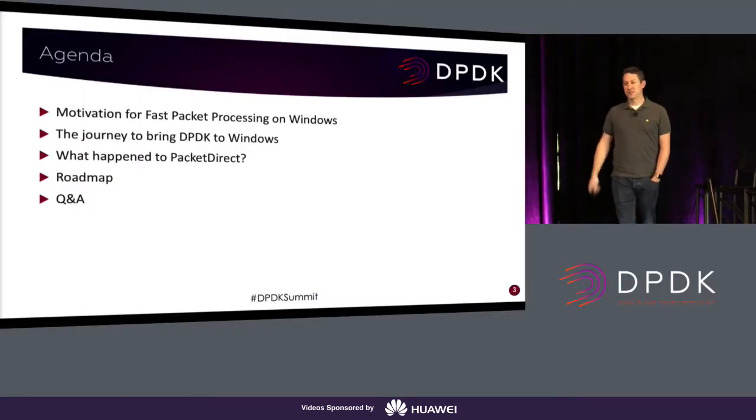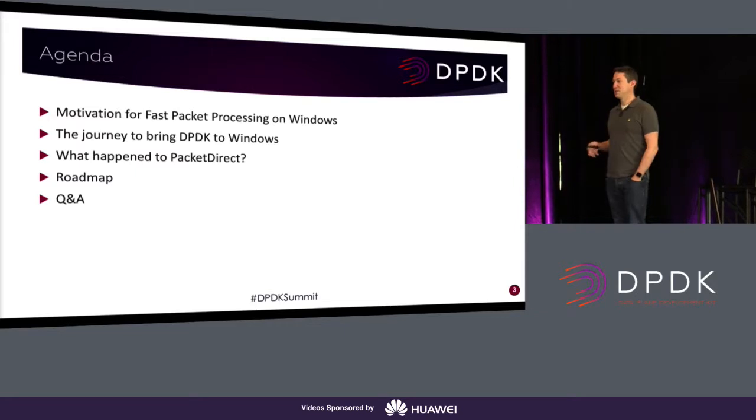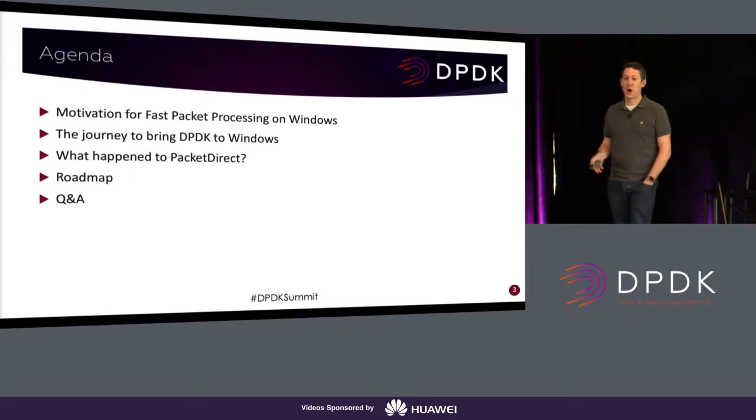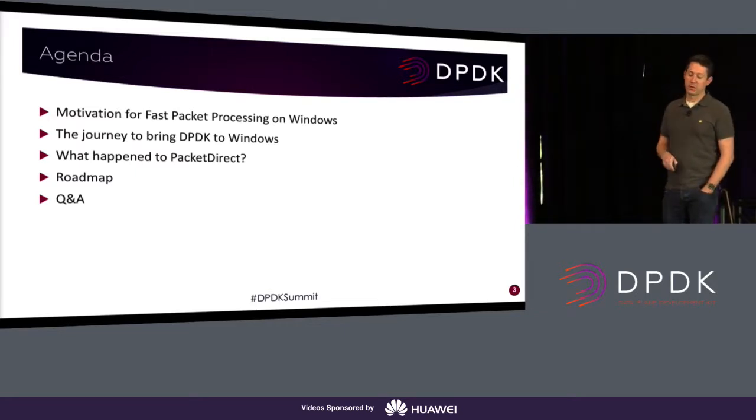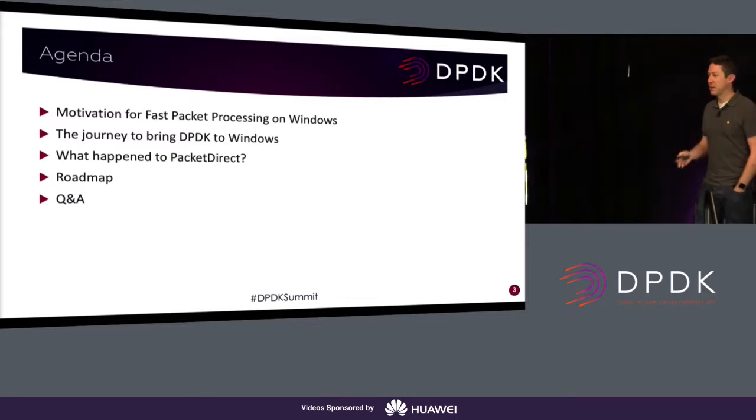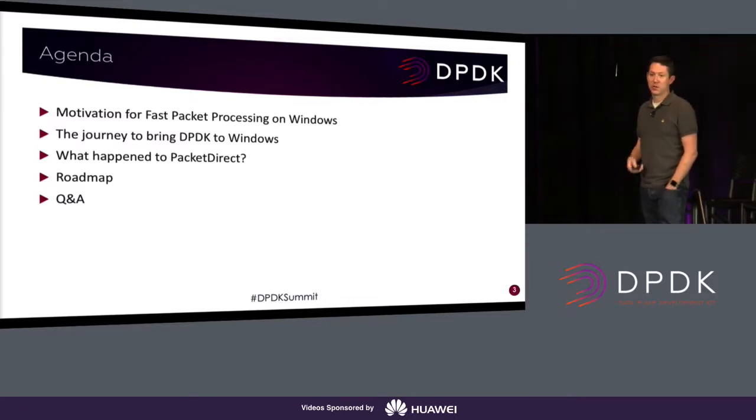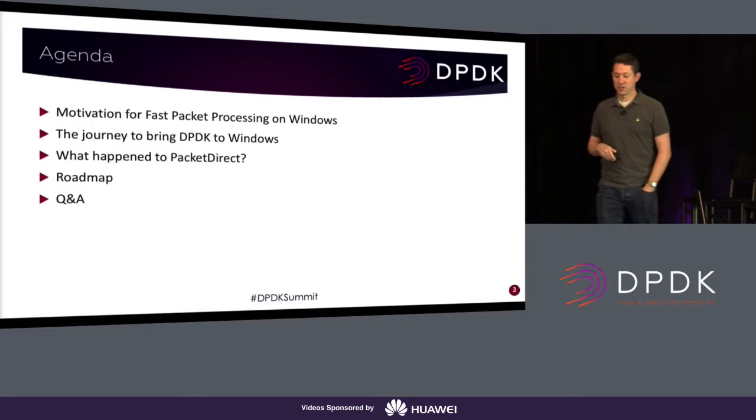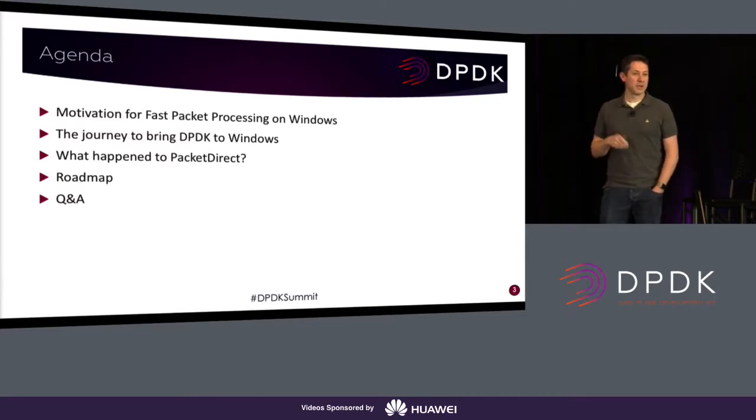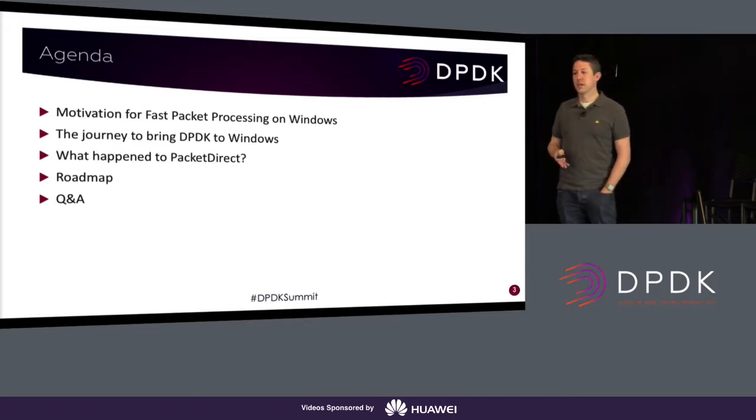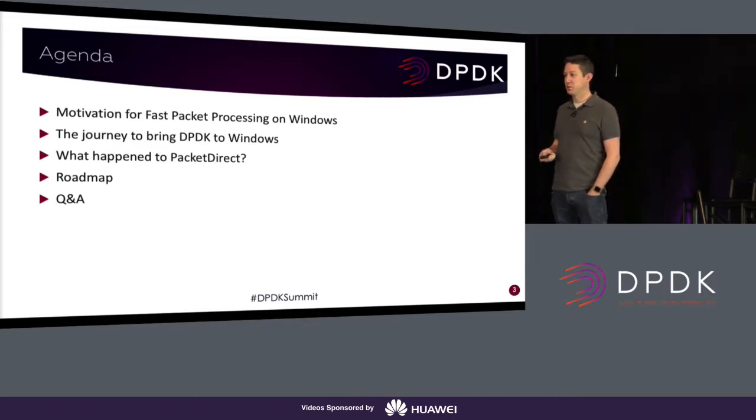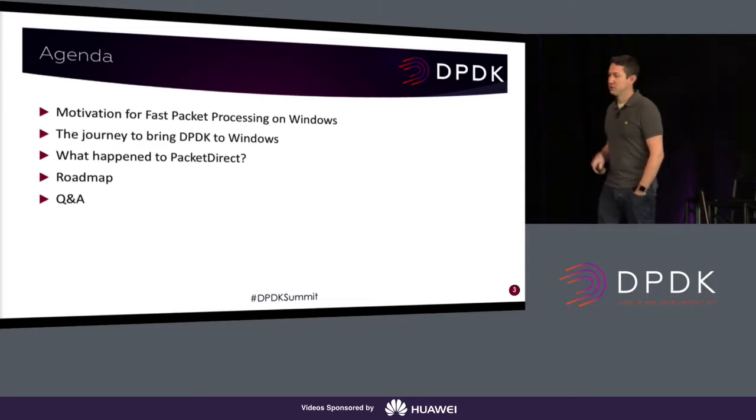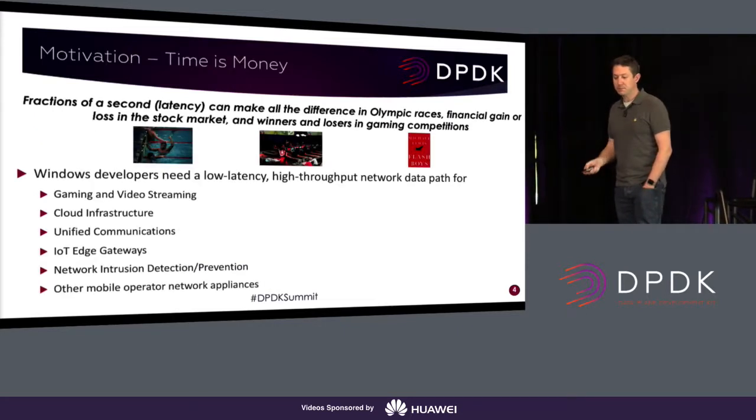So why do people want fast network processing? Well, we're going to talk about some motivations for why we're doing this, why we're bringing DPDK to Windows. And we'll talk about that journey, what it actually entailed, the architecture that we went after. Also, some of you may have heard of a technology that Microsoft had called Packet Direct. It has since evolved, and so I want to give you an update on where that evolution has led. Then we'll do roadmap and Q&A.